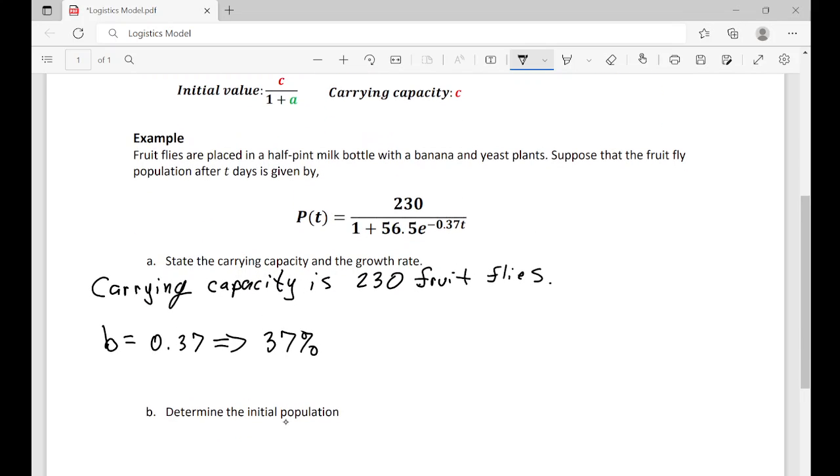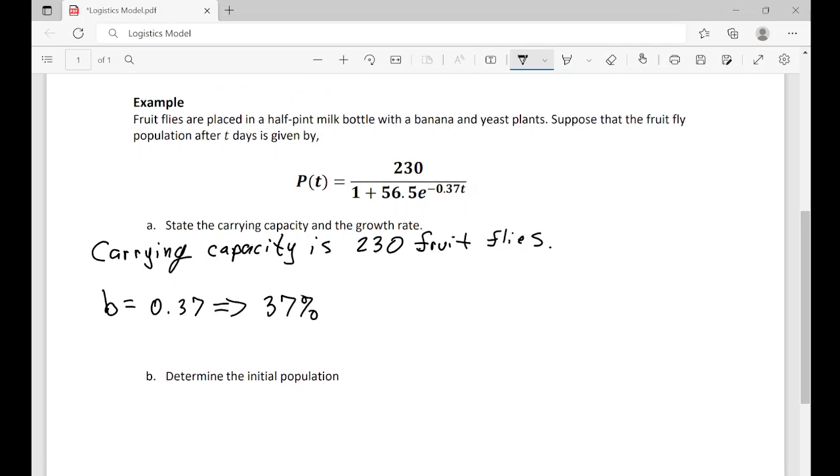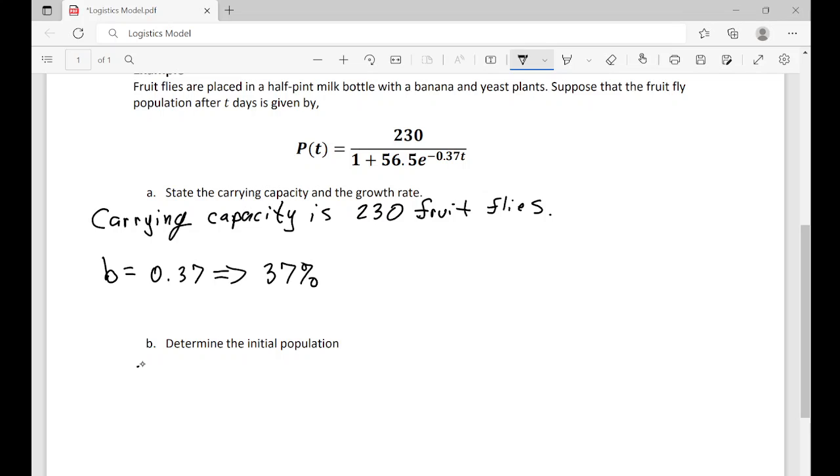Now we need to determine the initial population, or in this case, the initial value. So the initial value is just going to be C over 1 plus A, in this case 230 over 1 plus 56.5. And when we work that out, we're going to get an initial population of 4. So this experiment started off with 4 fruit flies.